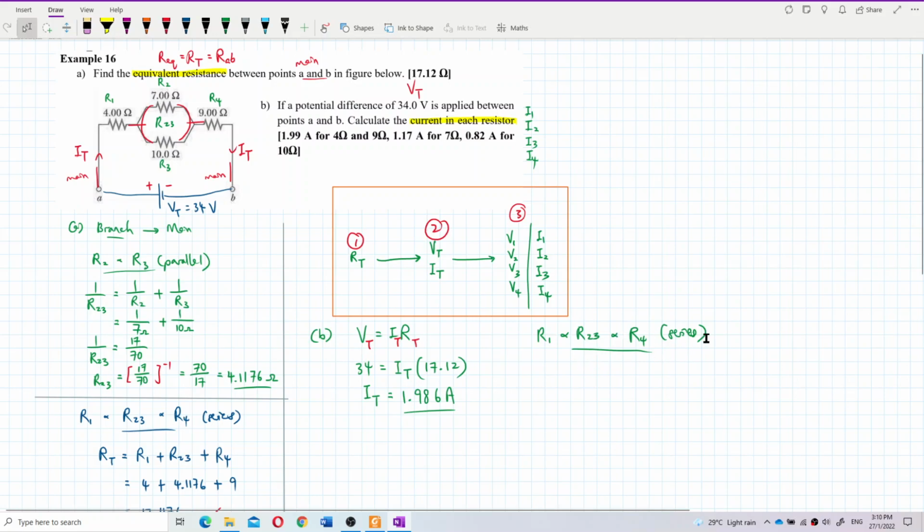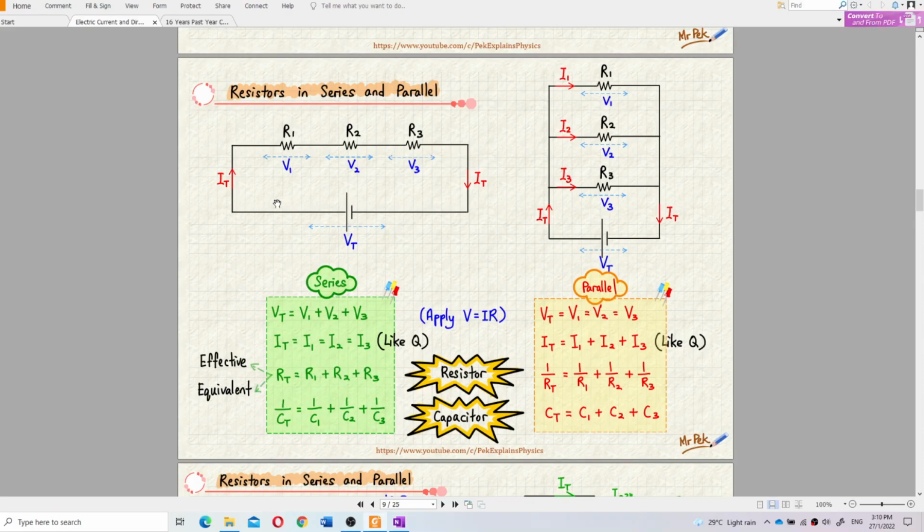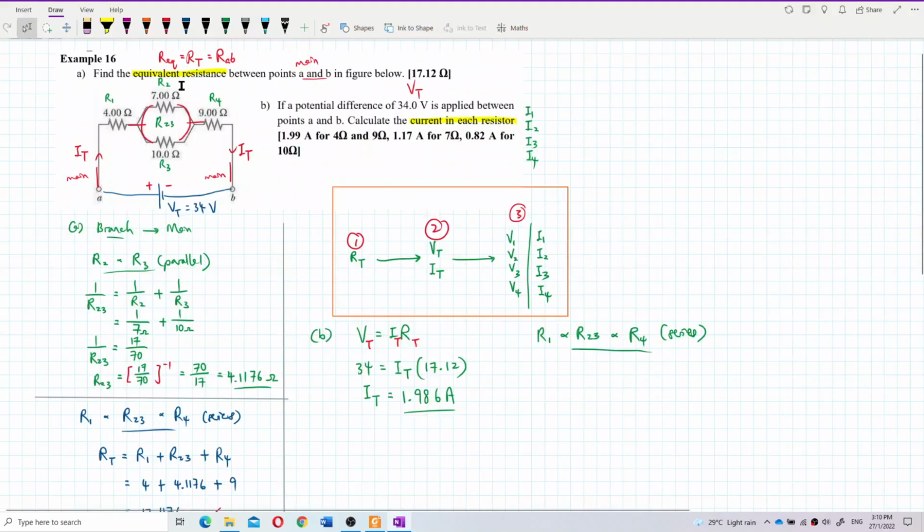Series means they have the same current, because there is only one circuit. That means the current passing through all the resistors is the same. So the current is the same for all: I1 equal to I2 equal to I3 equal to I total. So I can write over here.